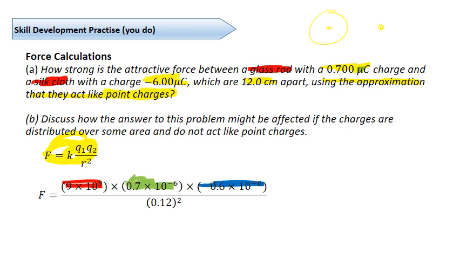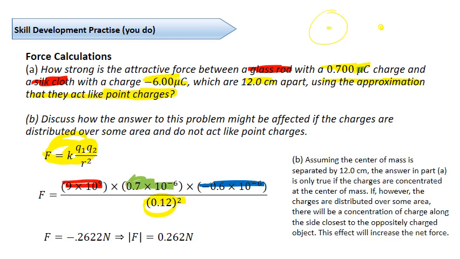And then I've also had to do a little bit of a unit conversion here, because my distance between them is 12 centimeters. Just converting that to meters is 0.12. Popping that into a calculator, you should get negative 0.2622 newtons, or 0.262 newtons, just doing a little bit of rounding there.